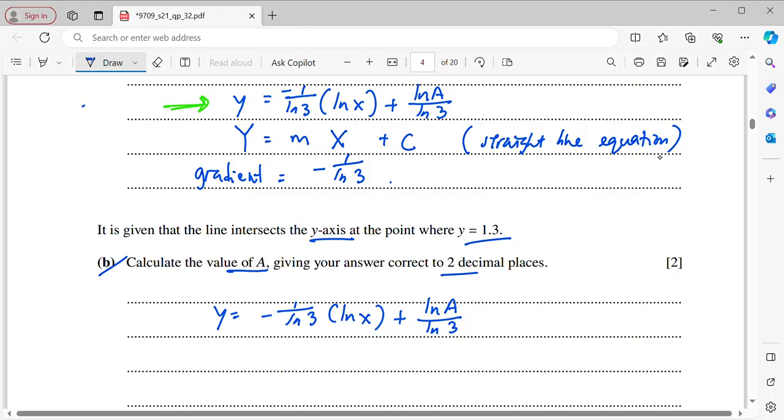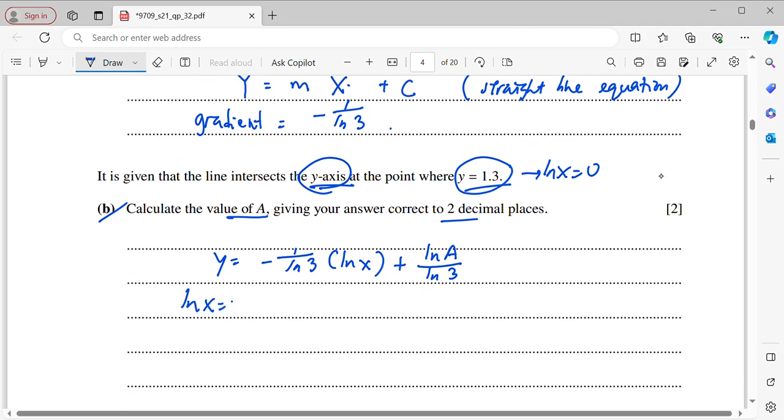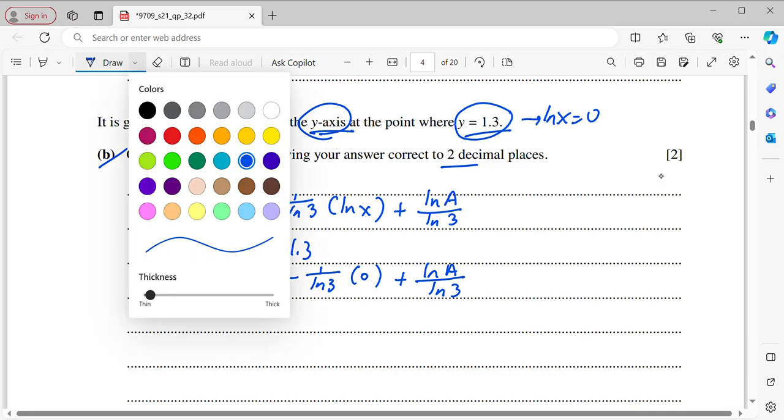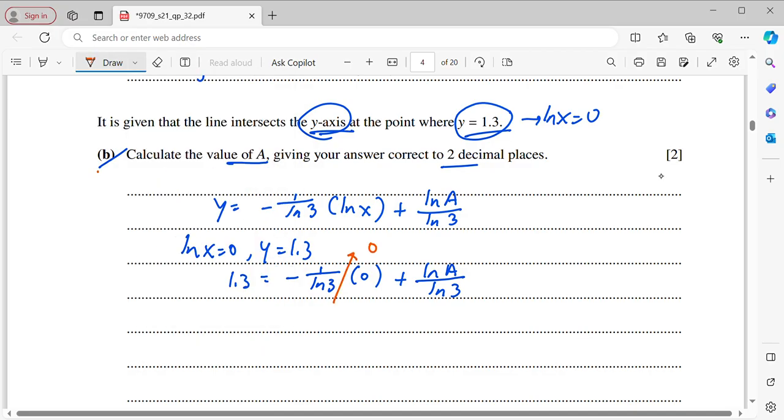So now replace the y by 1.3, but since it intersects the y-axis, which means the x will be 0. Okay, ln x will be 0. Now because our x-axis is ln x, so now I will just write ln x equals 0, y equals 1.3. Okay, which means 1.3 is negative 1 over ln 3, the whole ln x will be replaced by 0, then plus ln a over ln 3. So from here, the first term on the right side will be 0. Then I will be getting 1.3 is ln a over ln 3.